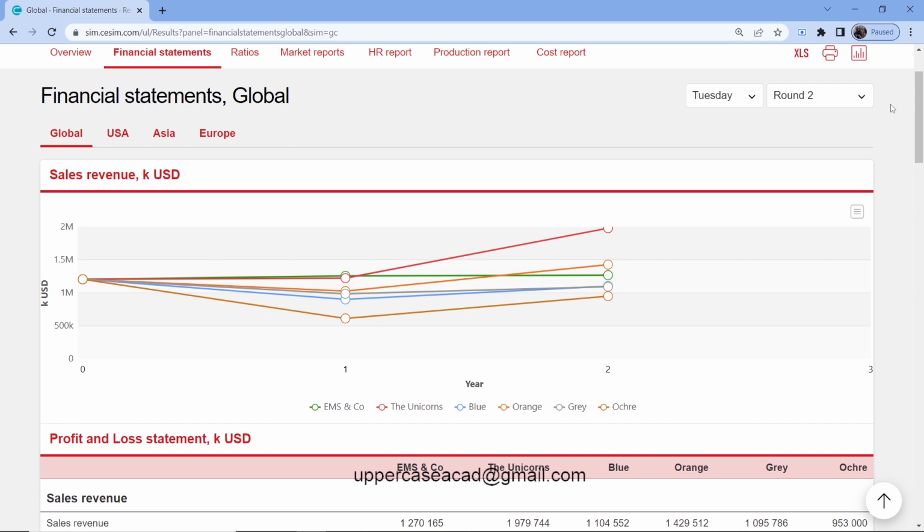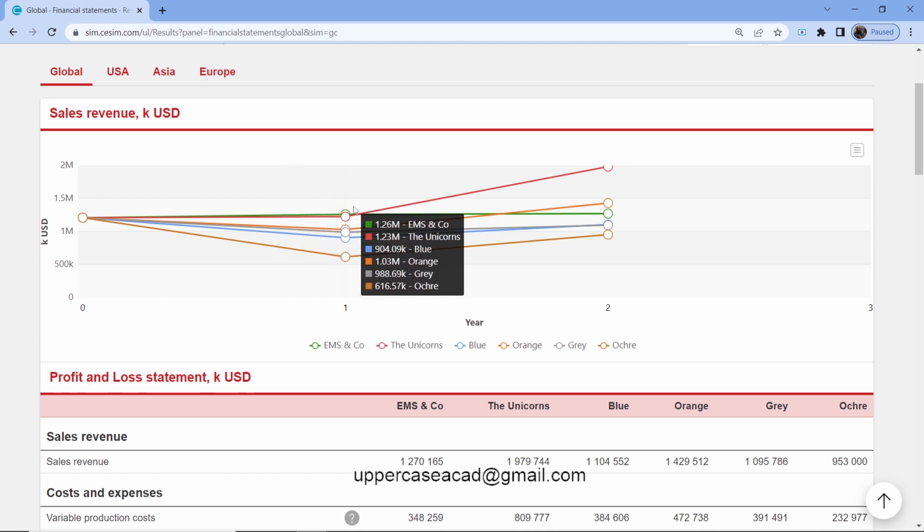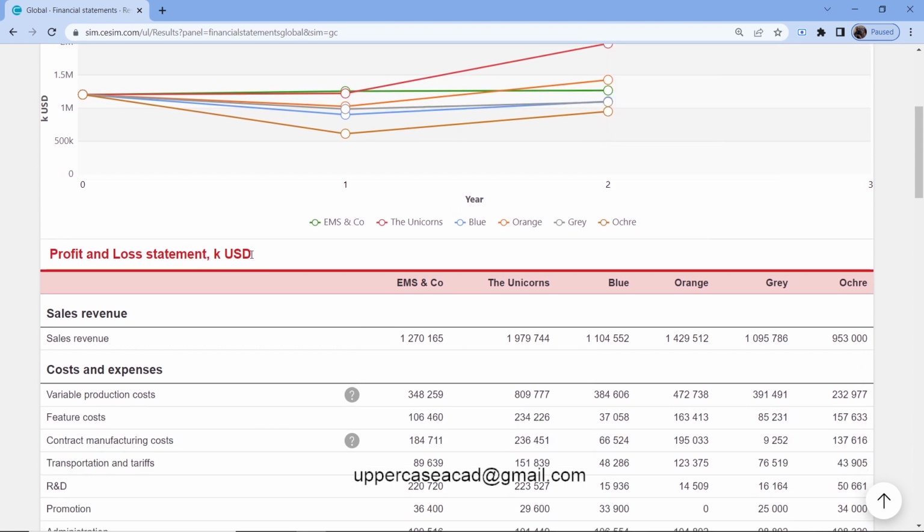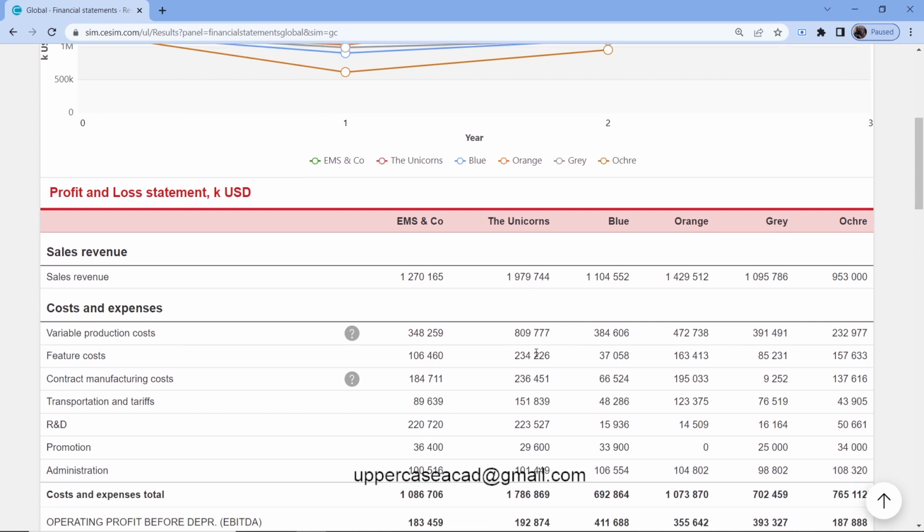So without wasting much of our time, let us start analyzing. My financial statement, my sales revenue was, I think I had the highest, 1.98 million. So my company is the Unicorns. My profit and loss statement, in terms of sales revenue, I had 1.9. My closest competitor had 1.4. That's like 500 million more, because this one is in terms of thousands. So this is 1.9 billion, so it's around 2 billion.